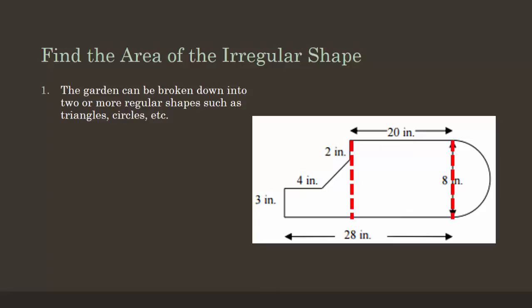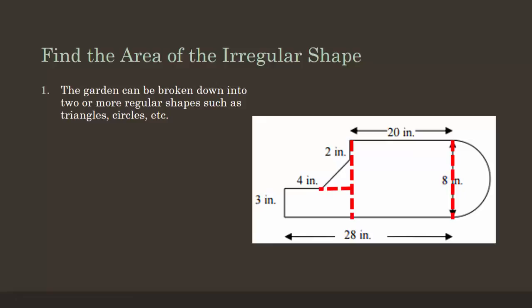As you can see in the picture, I placed some lines, so we have a semicircle, a rectangle, and one last weird shape. For this last weird shape, let's cut it up to be a right triangle and another rectangle, like so. Again, the reason we are breaking down this irregular shape into a bunch of regular shapes is because we easily know how to calculate the area of these regular shapes, as opposed to this irregular shape.